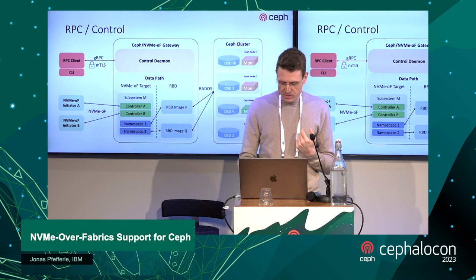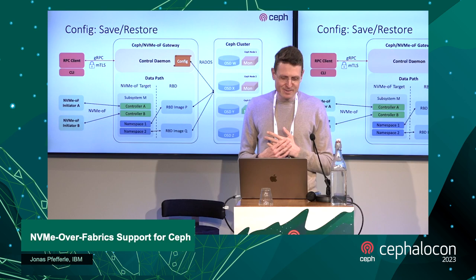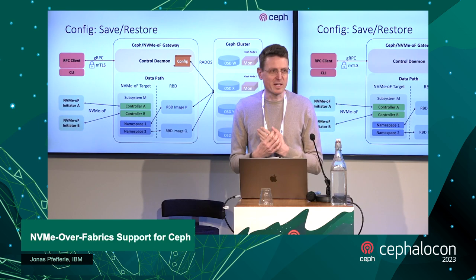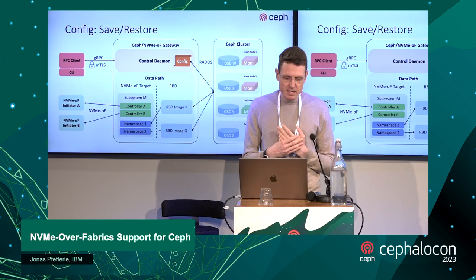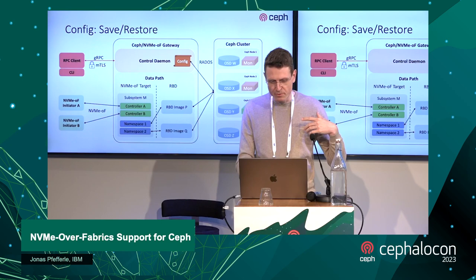The second thing is you want your configuration, obviously, to be persistent. You don't want to reissue all these control commands every time you reboot the daemon. So we store the config in Ceph in the form of an object map, in OMAP, meaning if you shut it down and bring it back up, it will reconfigure itself to the state it had before. I will also talk about how we use this to run multiple gateways for multipathing.